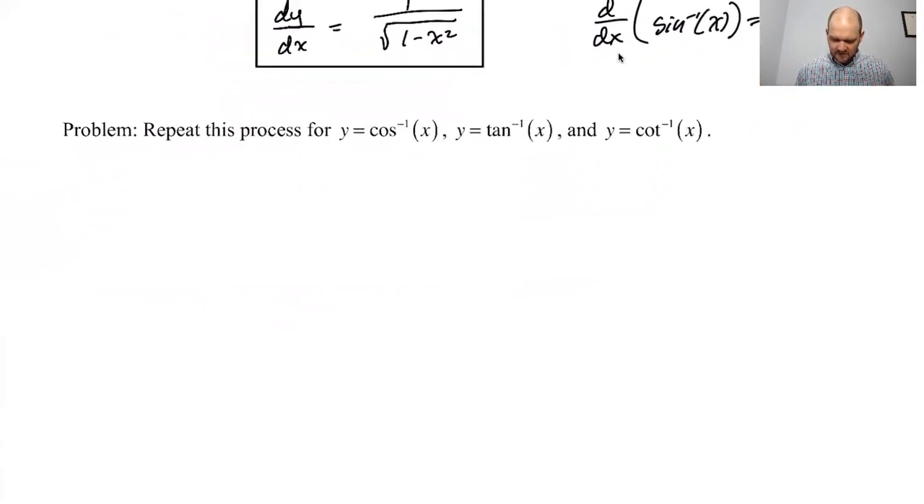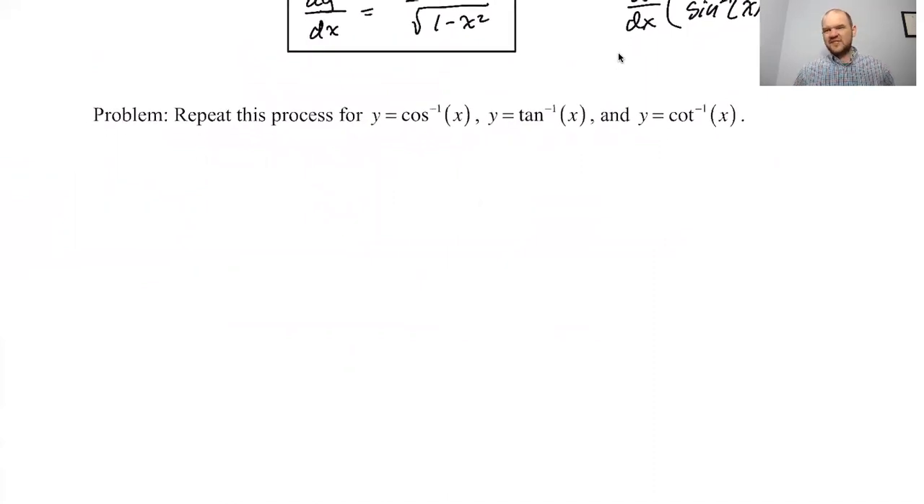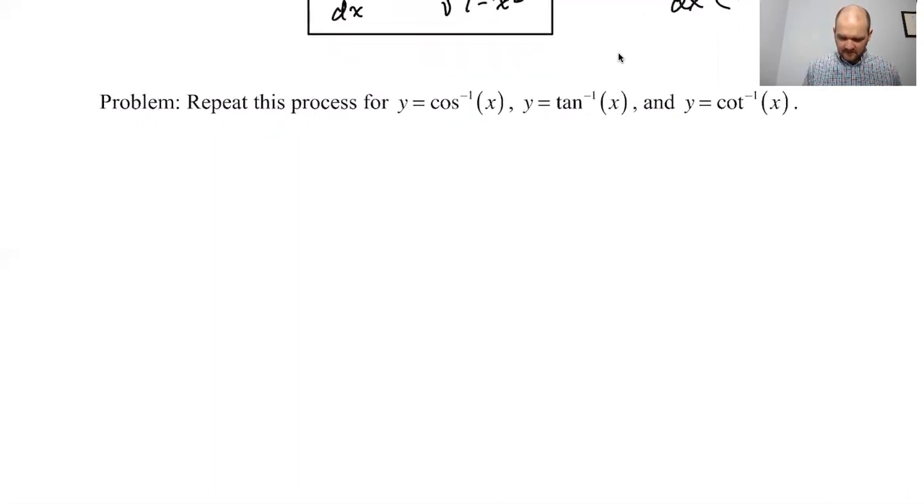All right, I'm going to do these three. It's the same process, so I'm going to do them relatively quickly. Who knows? Every time I say that, things don't go that great. So here we're going to have the cosine of y is equal to x.